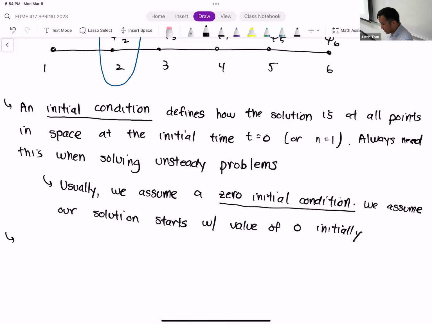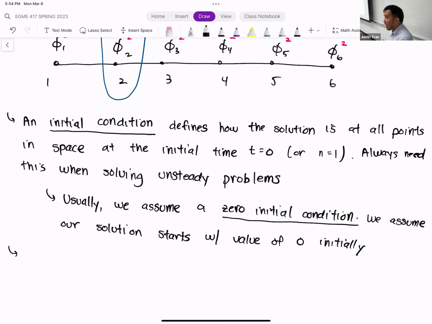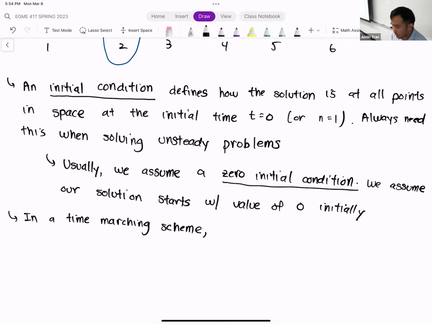Let's go back a little bit to this notation here for phi, and talk about how we actually use that in a time marching algorithm. In a time marching scheme, it doesn't matter which time marching scheme you're looking at, the goal is always the same: to solve for the solution at the next time step, given that you know the solution at the current time step.